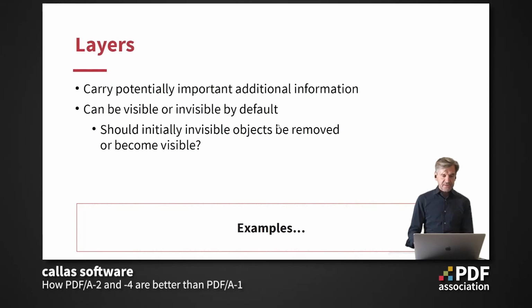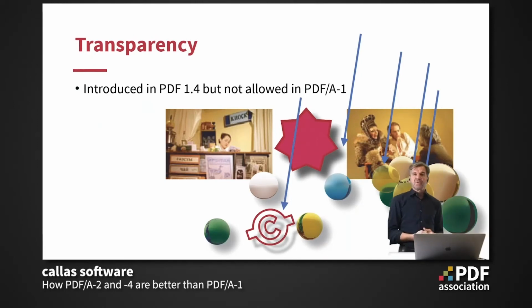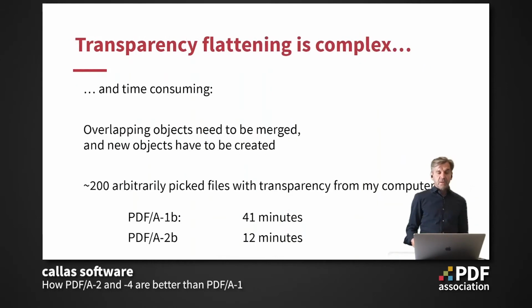So far layers, now transparency, another case. You can have transparent objects in PDF files, and I have just some examples here indicated with arrows where there is transparency, meaning the background object shines through to the foreground objects. Transparency was first defined in PDF 1.4, but is not allowed in PDF/A-1 because it was not fully specified there.